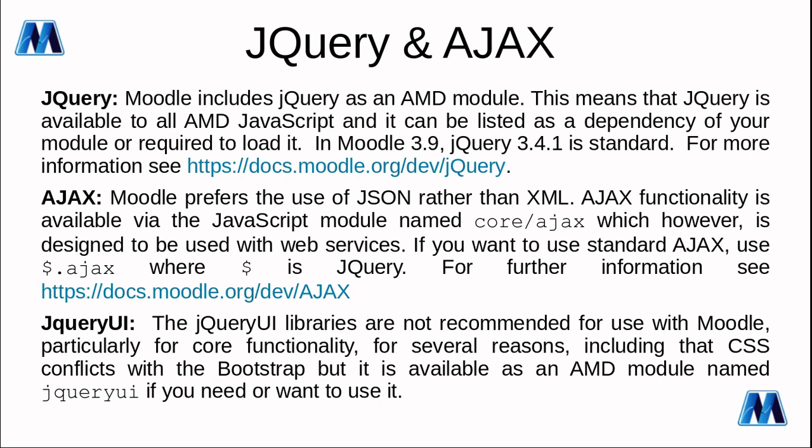Okay. So Moodle includes jQuery as an AMD module for the JavaScript framework. That means jQuery is available to all AMD JavaScript and can be listed as a dependency for your module and required to load it. In Moodle 3.9, jQuery 3.4.1 is standard. I think it's still 3.4.1 in 3.11, but you can always have a look at the documentation to make sure you know what you're dealing with.